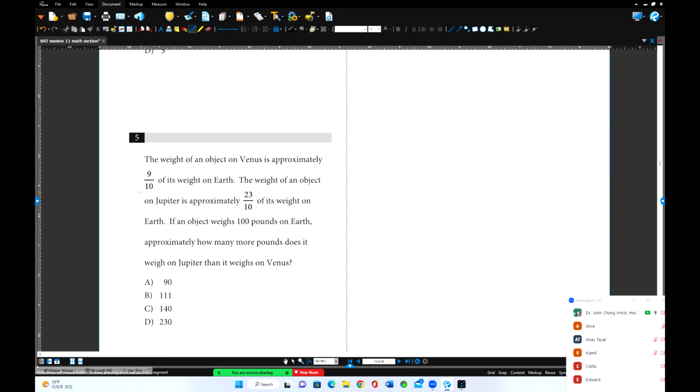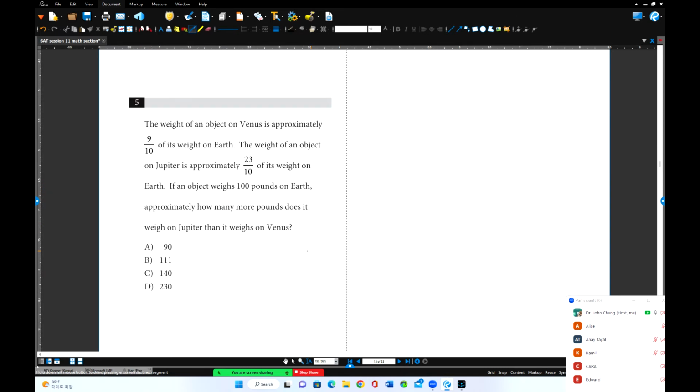Number 5, the weight of an object on Venus is approximately 9 over 10 of its weight on Earth. The weight of an object on Jupiter is approximately 23 over 10 of its weight on Earth. An object weighs 100 pounds on Earth. Approximately how many more pounds does it weigh on Jupiter than Venus?